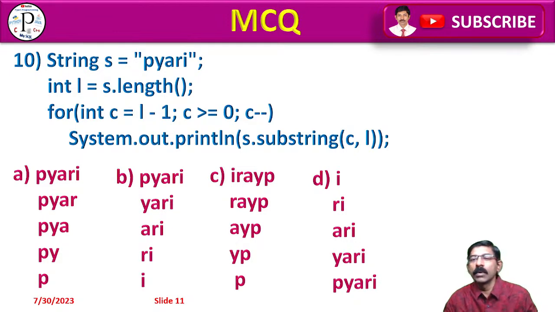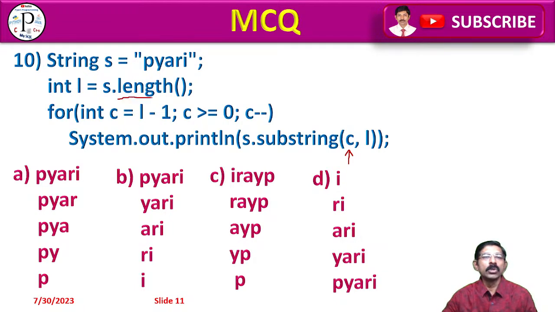Now a few candidates have given D. What is the use of substring? Substring, Rajesh, is a method which is used to extract a part of a string. That means it will extract from the first parameter position. What is the first parameter position?